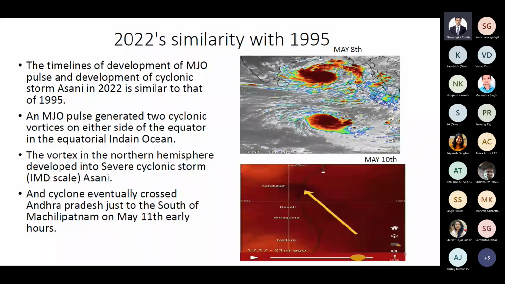And I went all the way up to Rajahmundry, which is in the northeast, and as per my experience, there is not much rainfall there. I expected there would be much more rainfall there, but this structure looks similar to a monsoon depression more than a cyclonic structure, is what I would say. So that is the similarity. Both the years started with an MJO pulse, and both the years started with a cyclonic circulation, which eventually strengthened into a severe cyclonic storm.